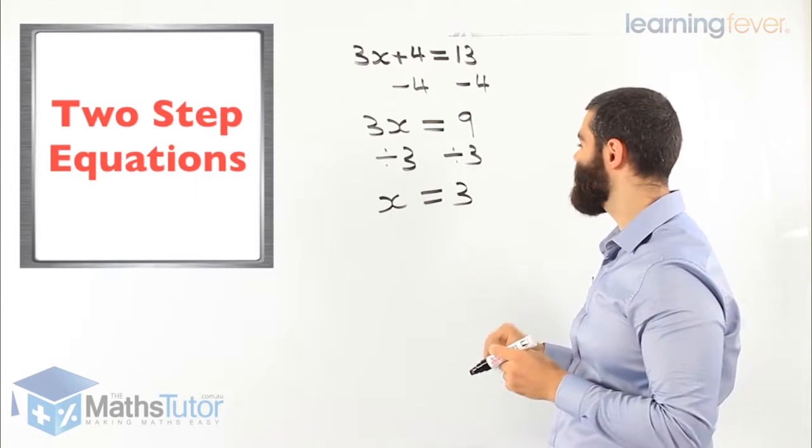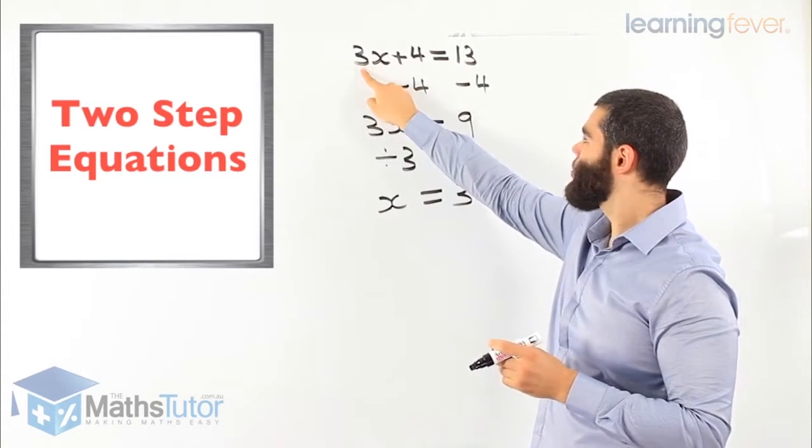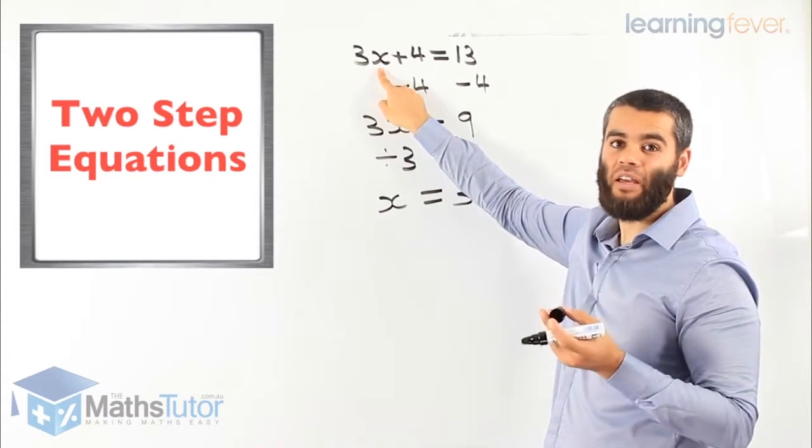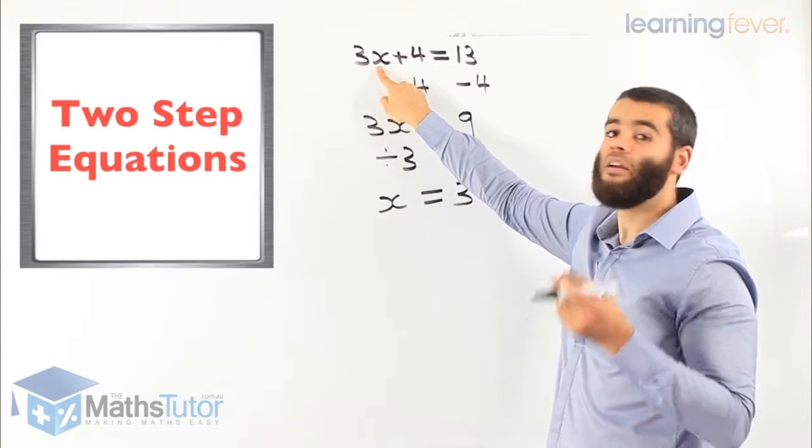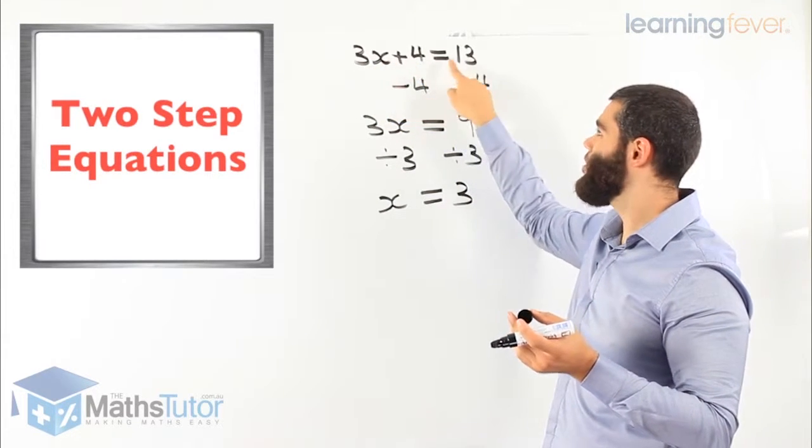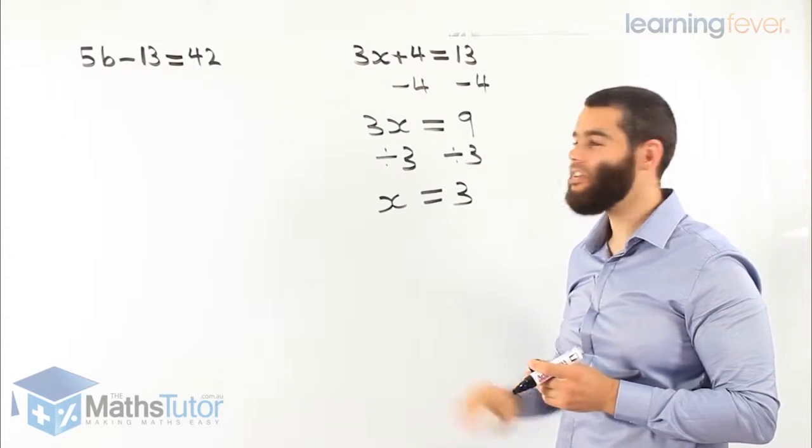Does it work? Let's see. x equals 3. 3x is 3 times x. So 3 times 3 is 9. 9 plus 4 is 13. Yes, it works. Let's do another one.